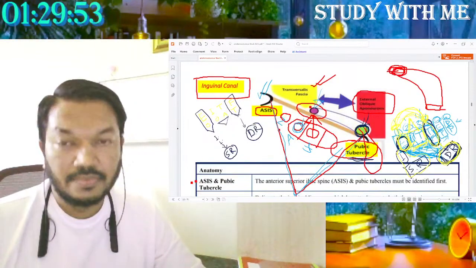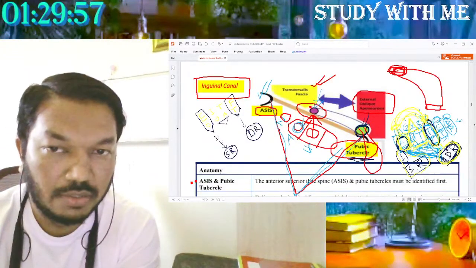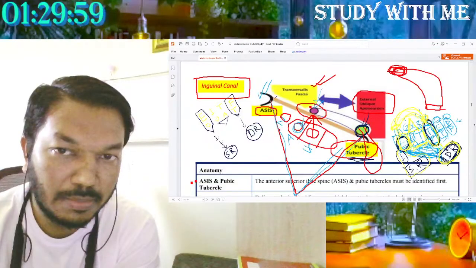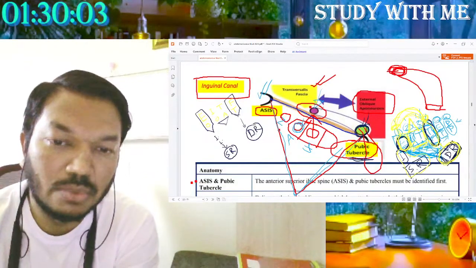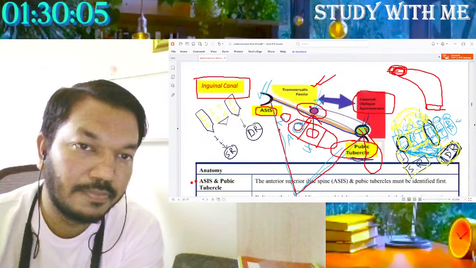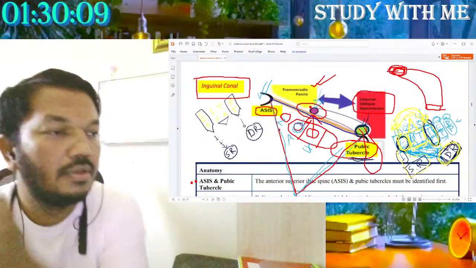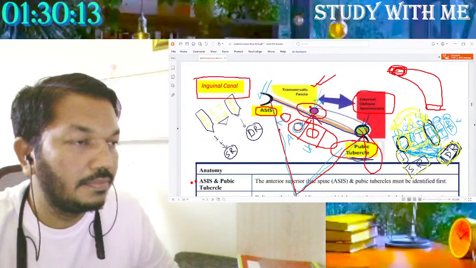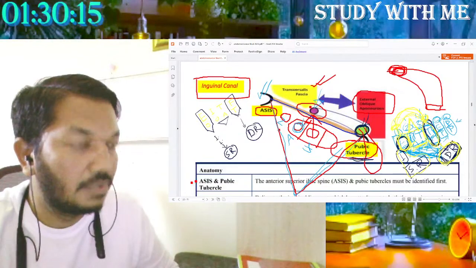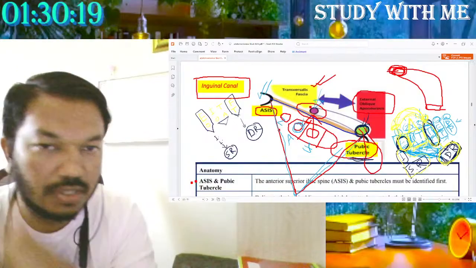Inguinal canal: anterior superior iliac spine and pubic tubercle. There is a ligament, a connection. This is called the inguinal ligament, which is formed by the aponeurosis. Very good. External oblique aponeurosis.